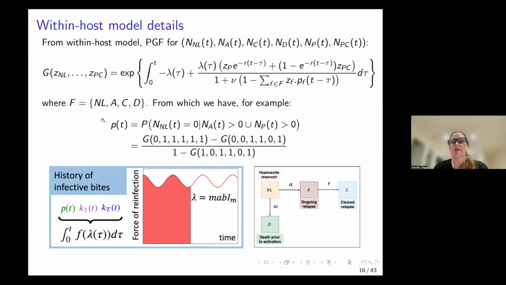So P of T, remember, is the probability that, given that you have a current infection, you have no hypnozoites in your liver. And that we can calculate based on some evaluations of this probability generating function. You can see it's going to be relatively ugly, but it's just going to be a ratio of integrals of this term here. And so you can write that down in terms of a definite integral.